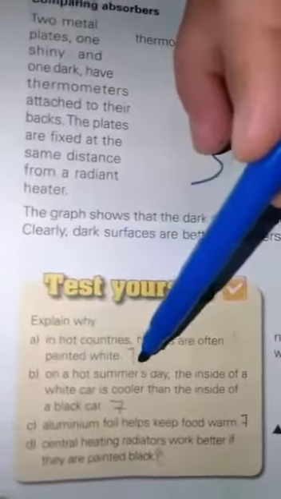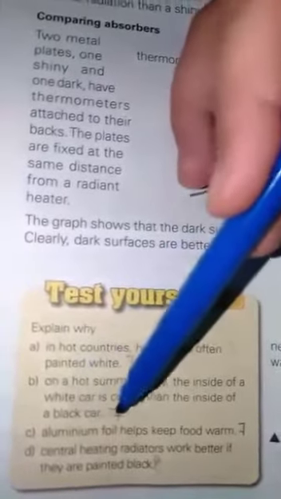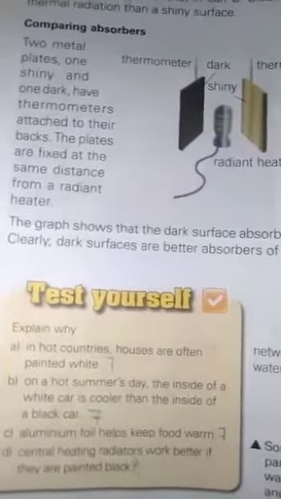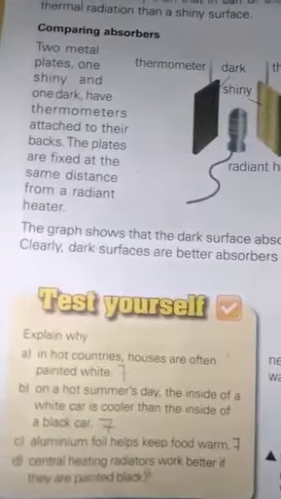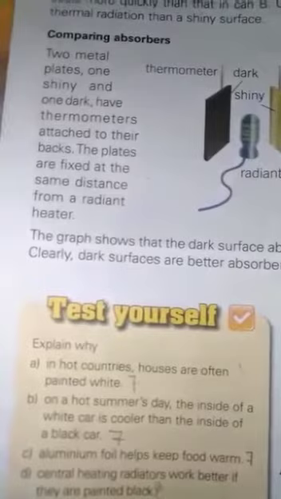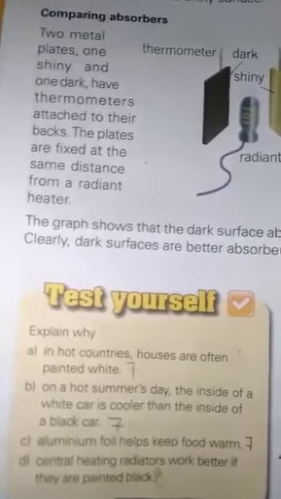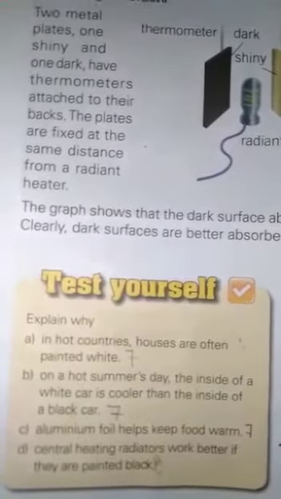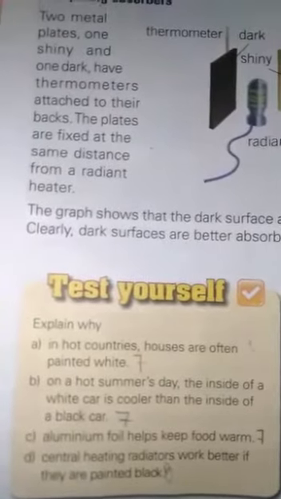B, on a hot summer's day, the inside of a white car is cooler than the inside of a black car. Beta, on a hot summer day, the inside of a white car is cooler than the inside of a black car because a dark surface is a better emitter of thermal radiation than a shiny surface. C, aluminium foil helps keep food warm. The silvery surface of aluminium foil reflects heat back into the food, so the food remains warm.